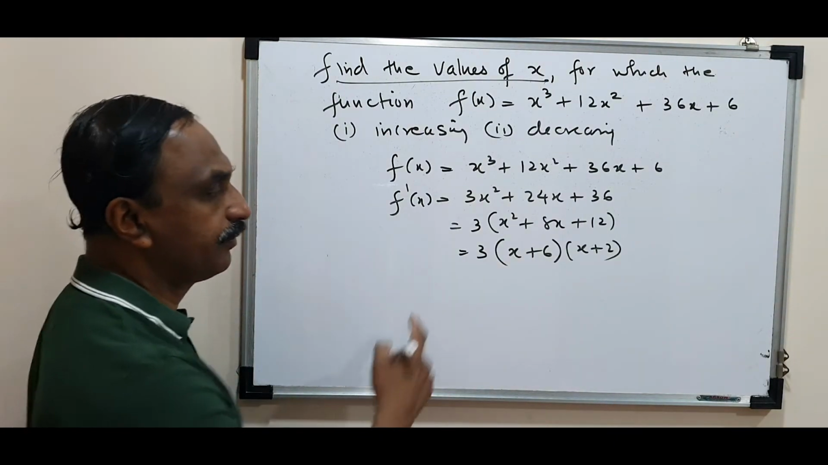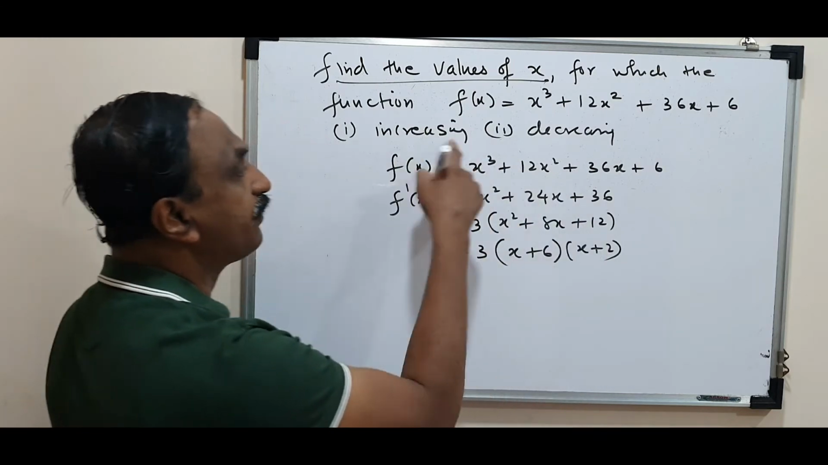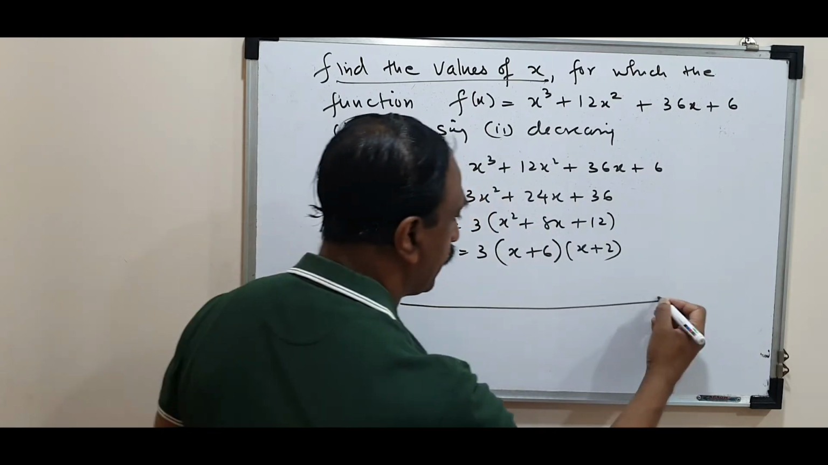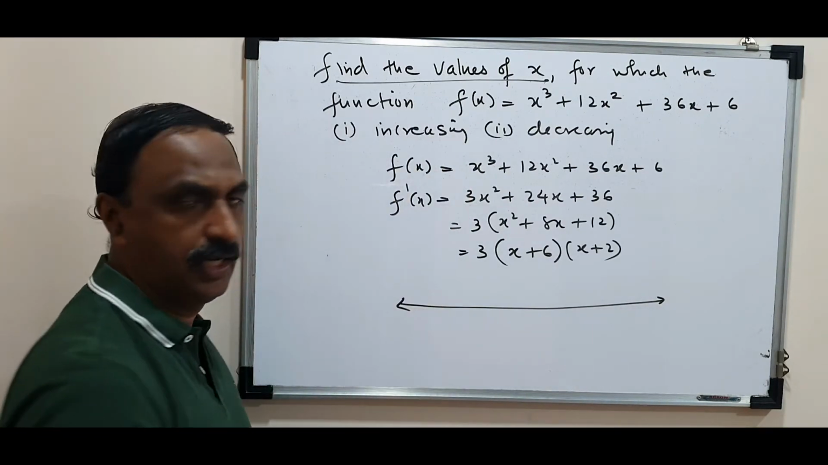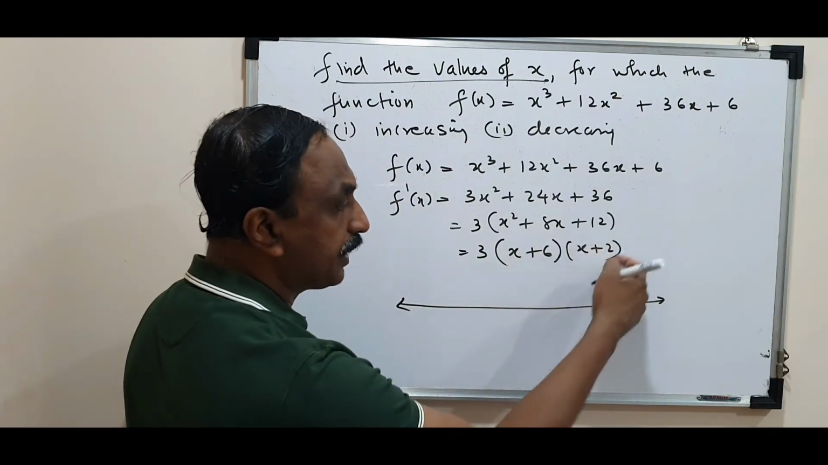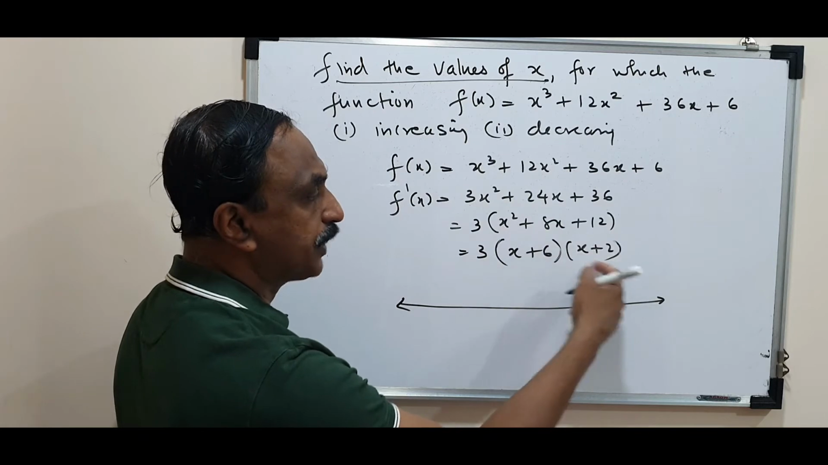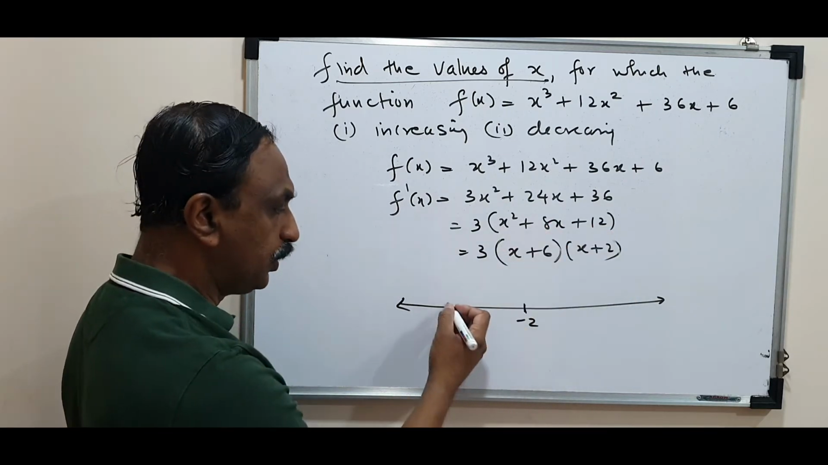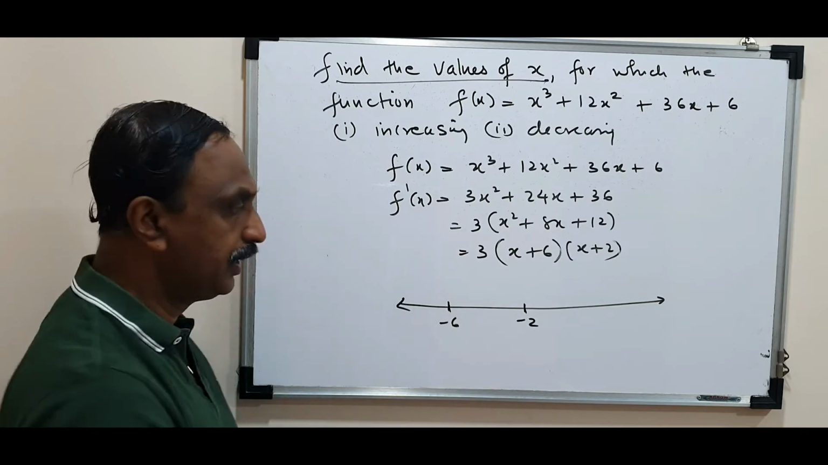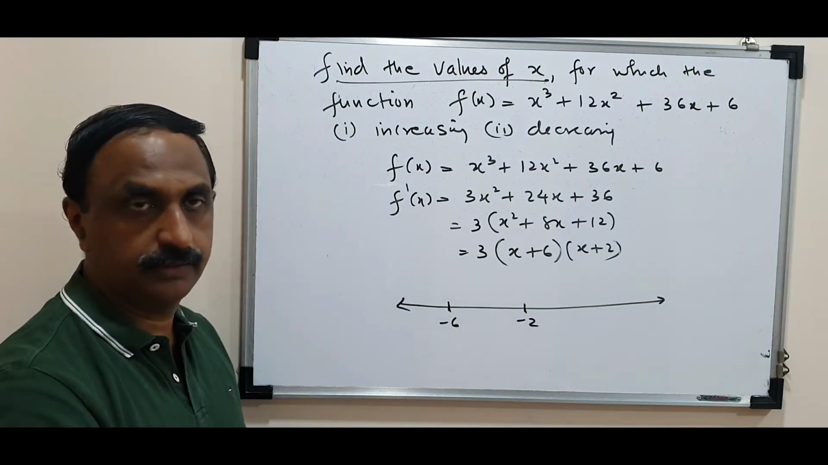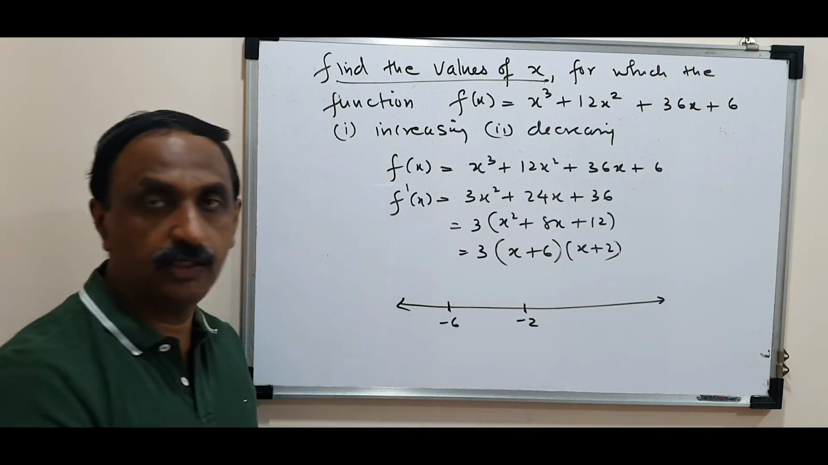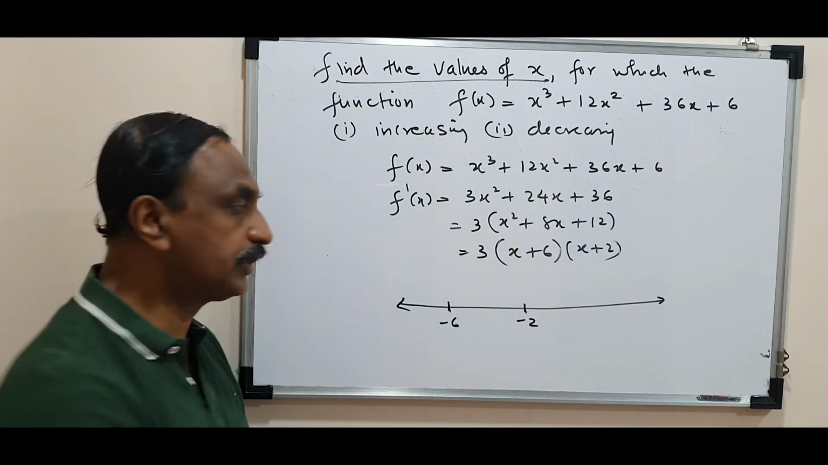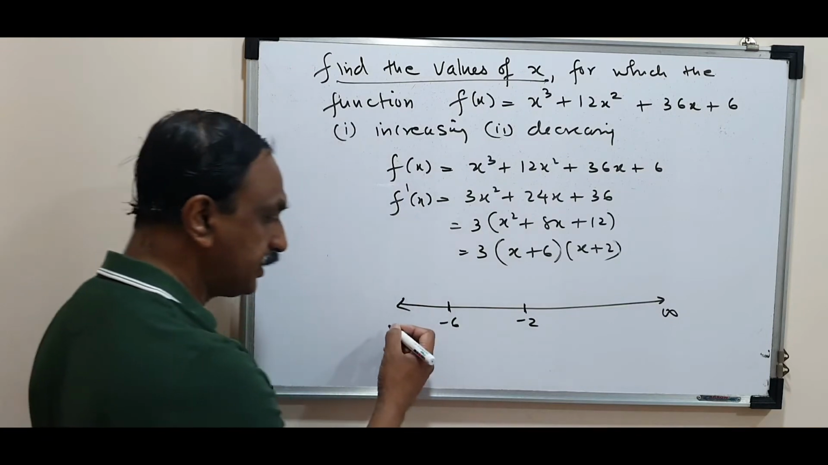Now I need to find out where the function is increasing. So I will draw a number line. Mark the point where this becomes 0. X plus 2 becomes 0 at minus 2. X plus 6 becomes 0 at minus 6. Remaining points you need not mark. Now what we'll do is, we'll do the sampling. We'll find out in which region the function is positive and which region the function is negative.